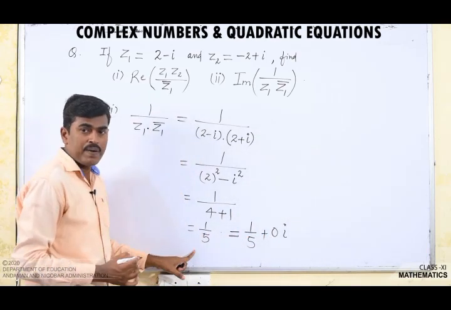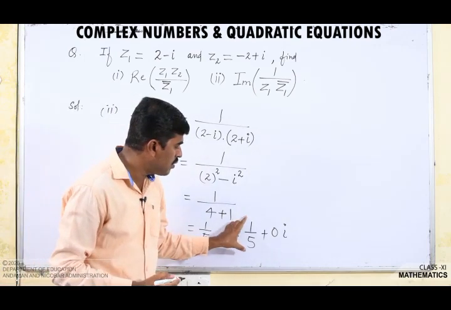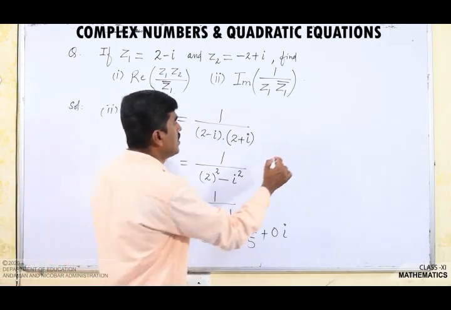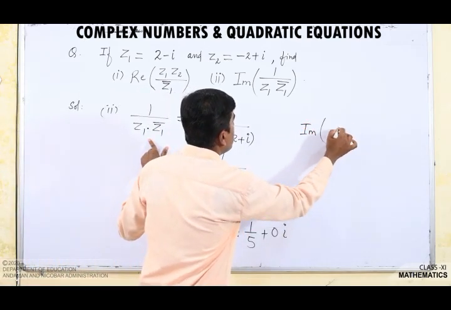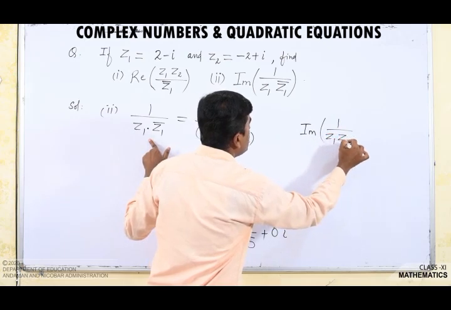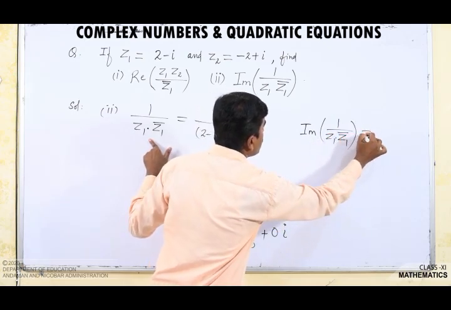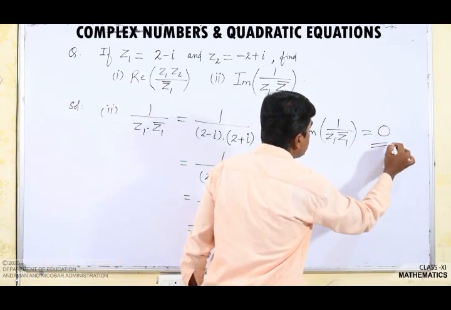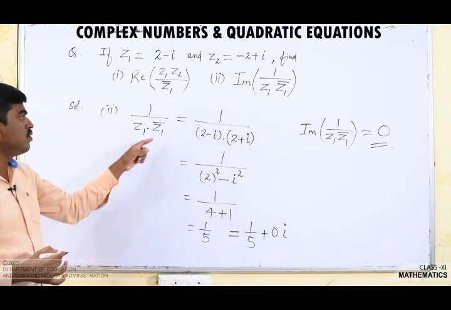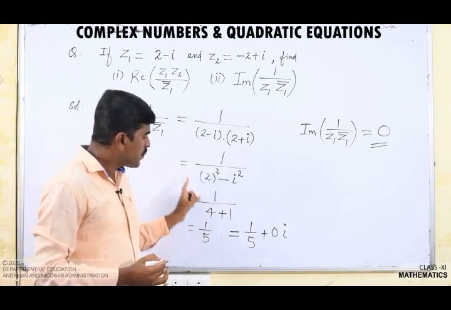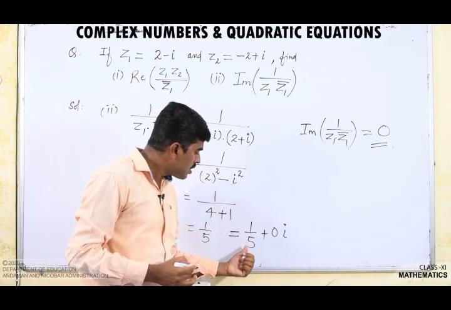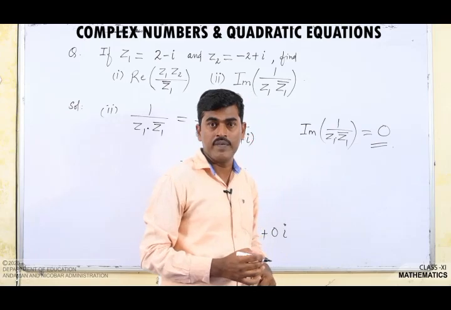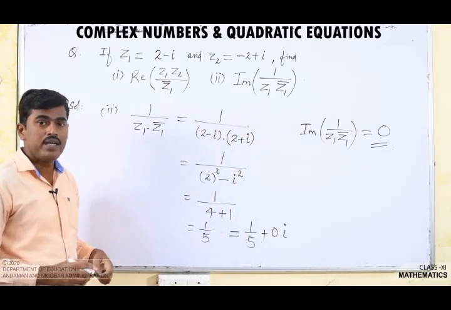In the form of a plus ib, it can be expressed as 1 upon 5 plus 0i. So we have to find the imaginary part of this complex number. The imaginary part of 1 upon z1 into z1 bar is 0. So the answer is 0 here. First we have to find this expression and express it in the standard form, that is real part plus i into imaginary part. So the imaginary part of this complex number is 0. Okay. Now let us move on to the next question.